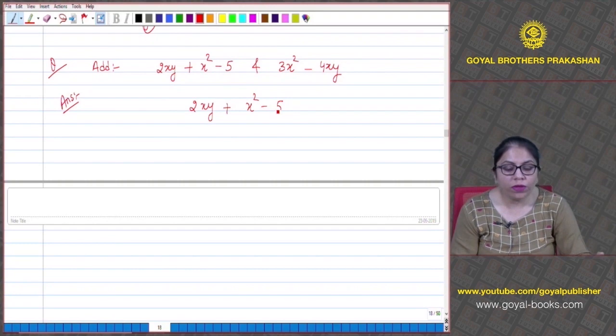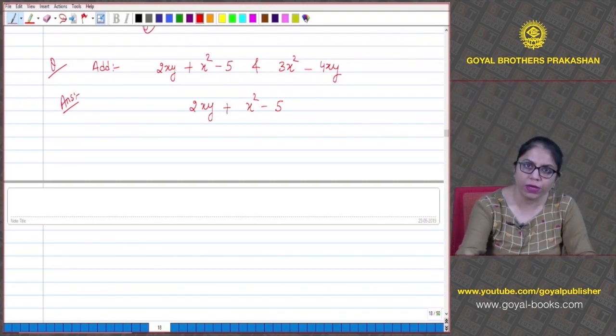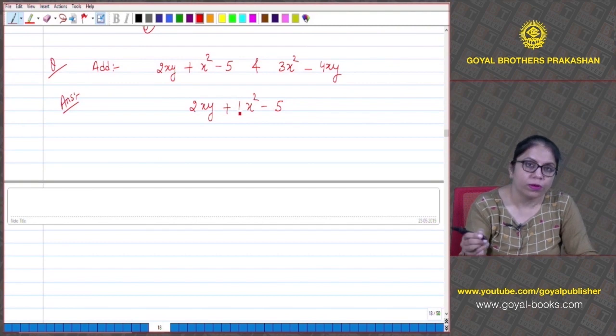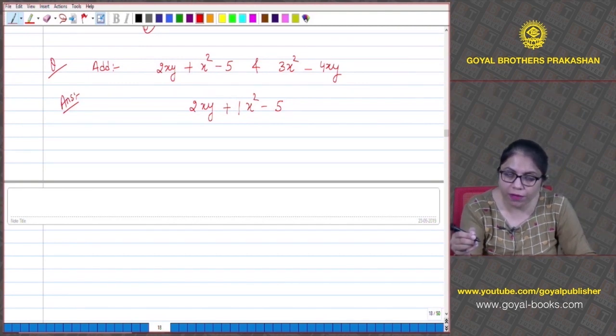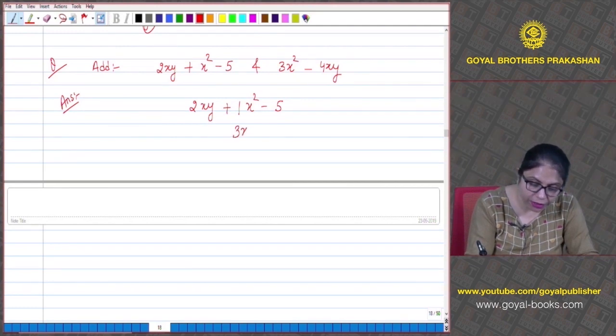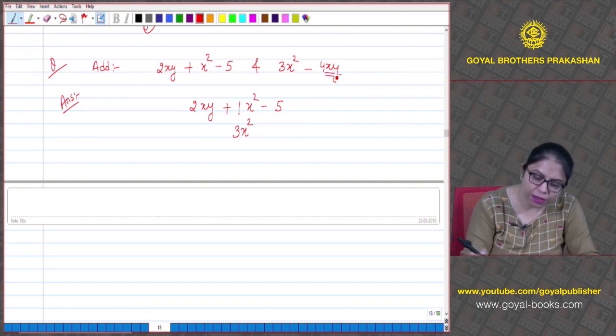Now we will write our second expression. Second expression is what? 3x square. So where will we write 3x square? We will write 3x square below the term having the same variable, that means x square. So here we will write 3x square. Clear? Next is what? Minus 4xy. So where will we write 4xy? We will write 4xy below the term having the variable xy.